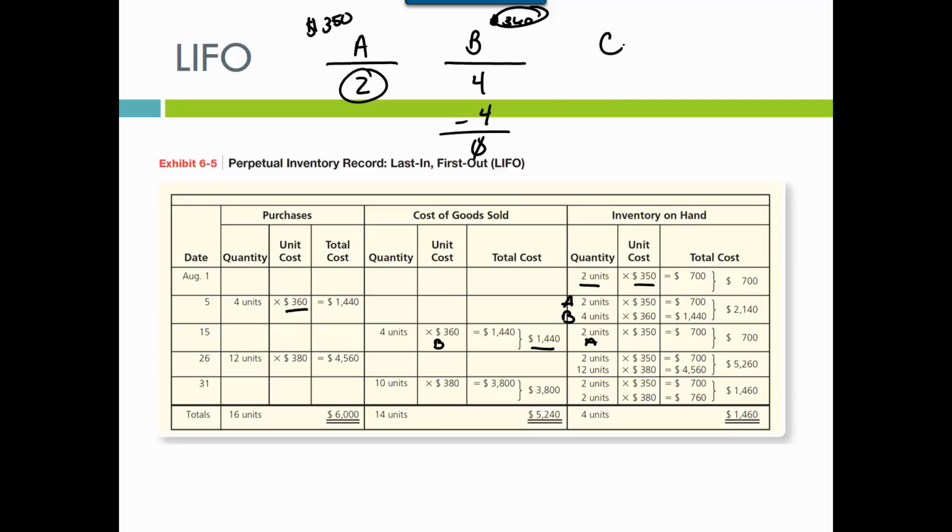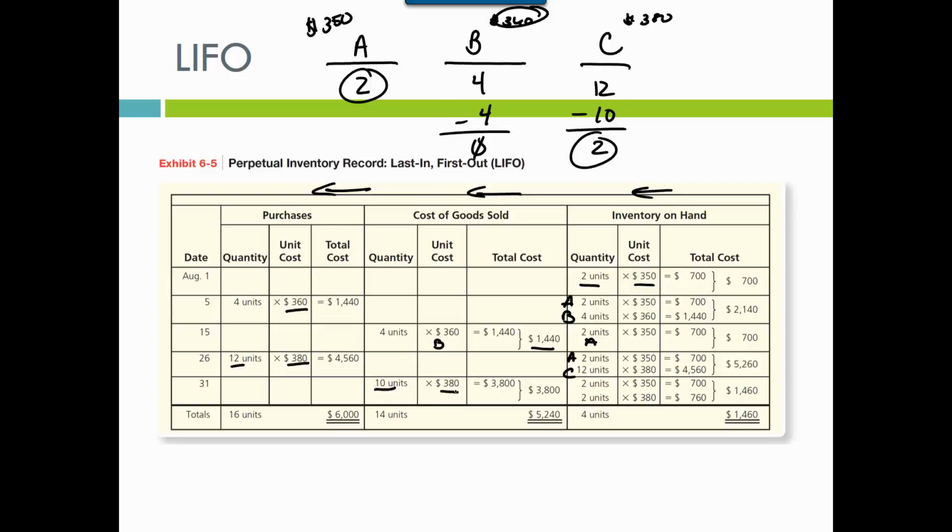Then I made another purchase. So new purchase, new shelf. These are things that cost me $380 each, and I bought 12 of those. So now what do I have? I have the 2 from shelf A, shelf B is empty, and I have 12 units on shelf C. So then I make another sale and I'm selling 10 units. I'm going right to left this time, the newest stuff first. I need 10 units, and I can pull all 10 of those from shelf C, and so I have 2 left.